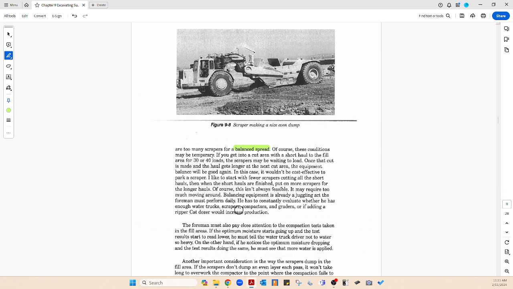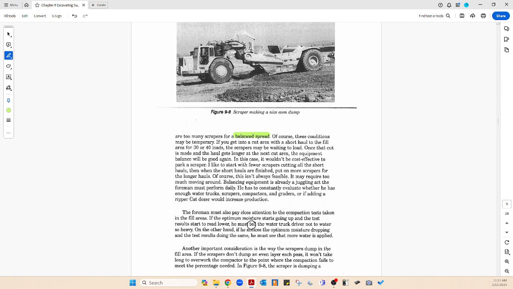At the same time, wait a minute, let me read this. It may require too much moving around. Balancing equipment is already a juggling act the foreman must perform daily. He has to constantly evaluate whether he has enough water trucks, scrapers, compactors, graders, or if adding a ripper dozer, cat dozer, would increase production. The foreman must also pay close attention to the compaction tests taken in the field area. This is a busy position.